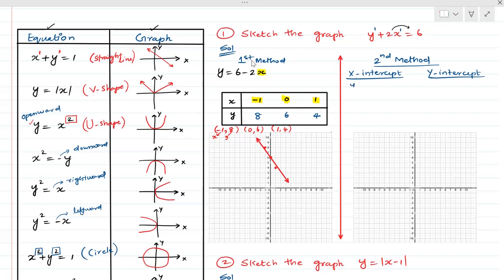For the x-intercept, put y equals 0. When I substitute y equals 0, you will get 2x is equal to 6, x is equal to 3. So you will get the point as 3 comma 0. Now for the y-intercept, put x equals 0. So you will get x equals 0, therefore y is equal to 6. Therefore the point is 0 comma 6. So you need only 2 points here, the x and y intercepts.